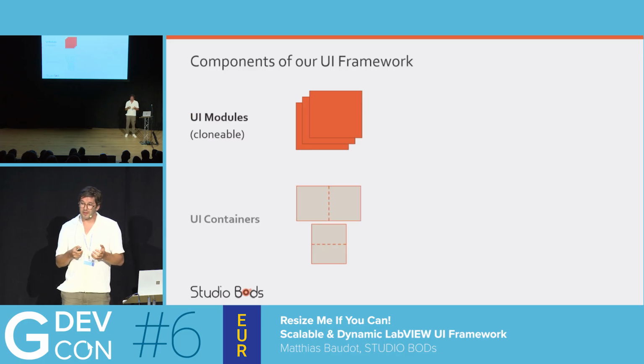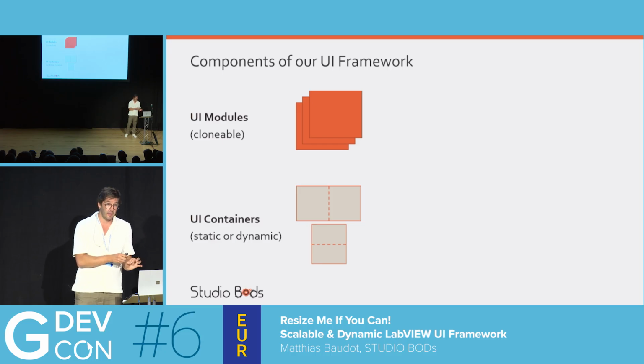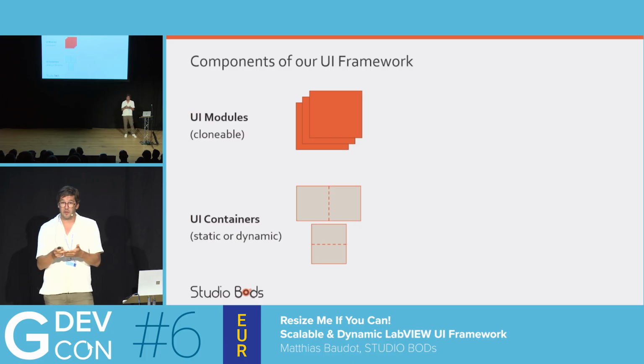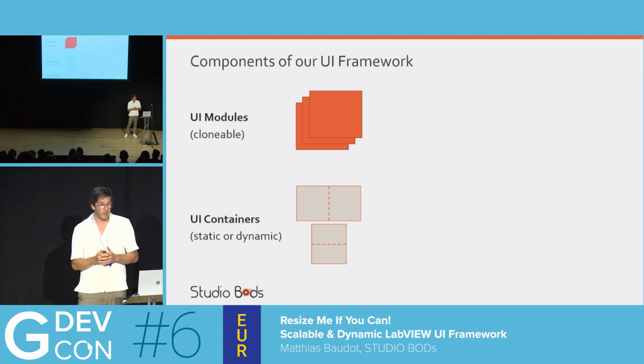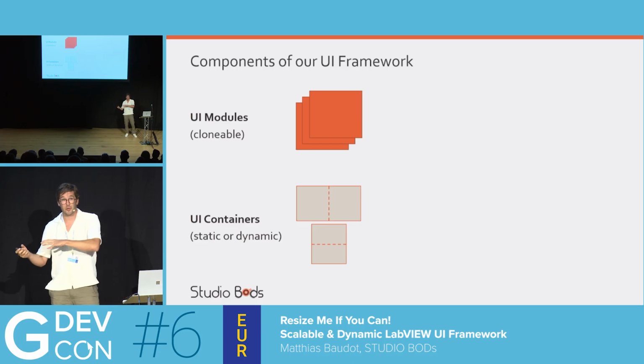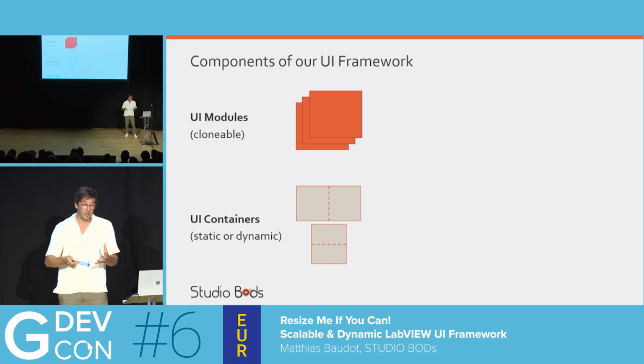The second UI type are UI containers. They can be defined statically at development time or dynamically at runtime. And when you instantiate a container, you tell it if it's a vertical or horizontal container. And in each pane of the container, there are two panes in the container, you can display a UI module or another container. So you can have a nested hierarchy of containers and this way build very complex user interfaces dynamically.